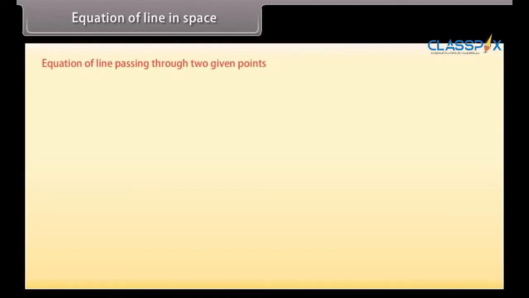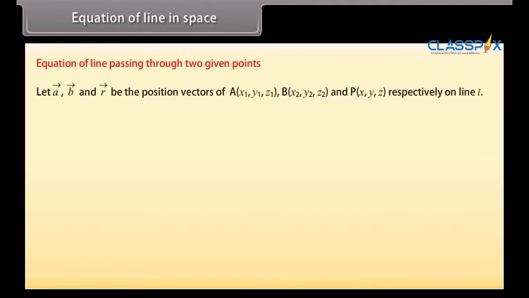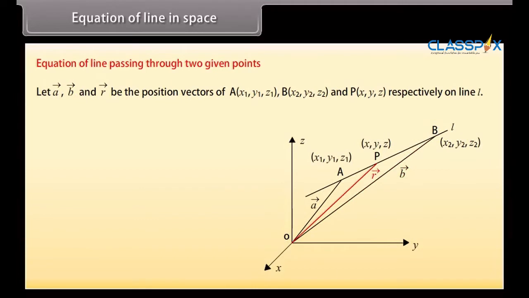Equation of line in space. Equation of line passing through two given points. Let vectors a, b and r be the position vectors of A (x1, y1, z1), B (x2, y2, z2) and P (x, y, z) respectively on line L. Then the vector equation of the line L is vector r equals vector a plus lambda times vector b minus vector a, where lambda belongs to the real numbers.